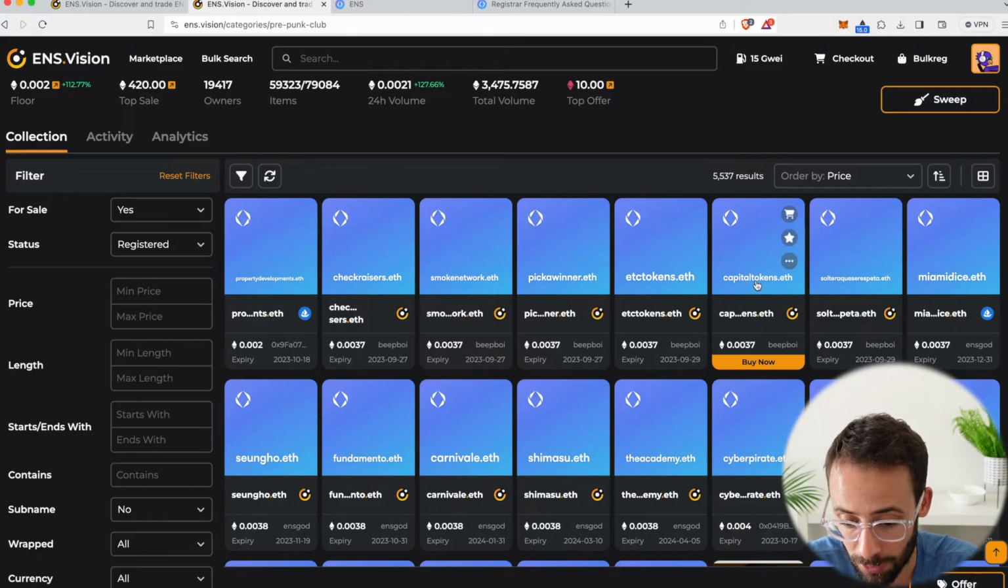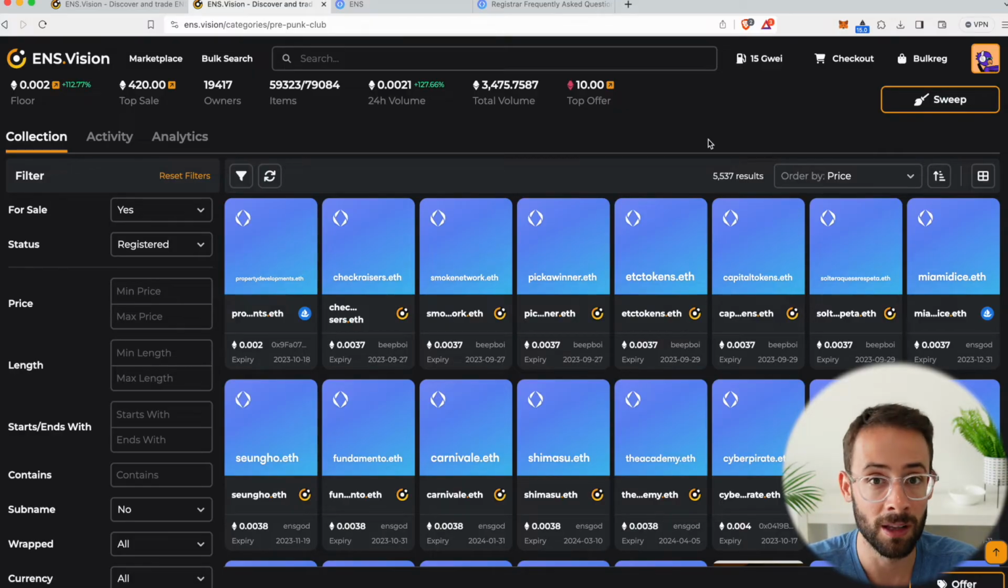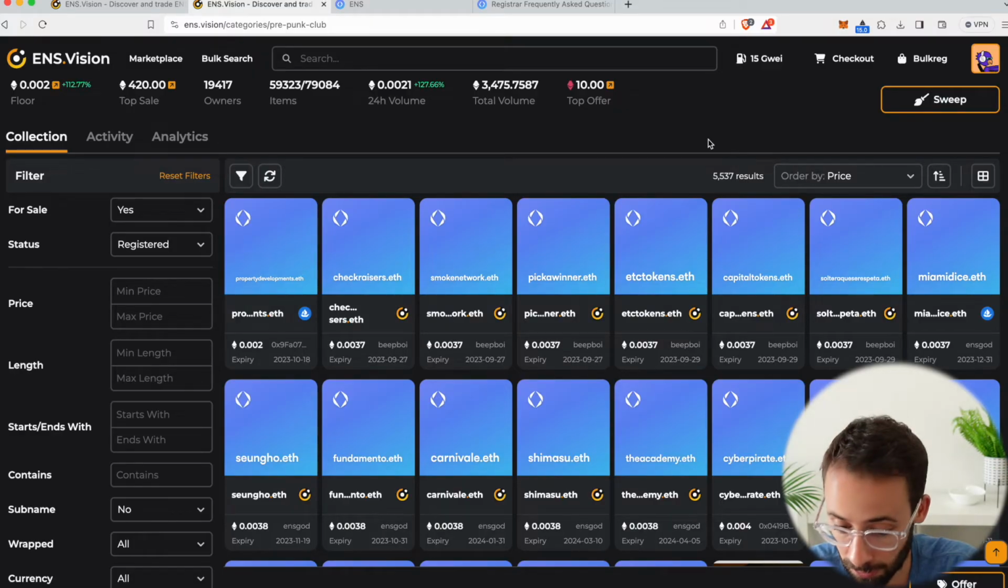So for example, capitaltokens.eth, you could buy right now for 0.0037 ETH. And who knows, that is potentially an interesting domain. Maybe someday someone comes along that wants to create a business called capitaltokens.eth, and they're gonna need their .eth domain.